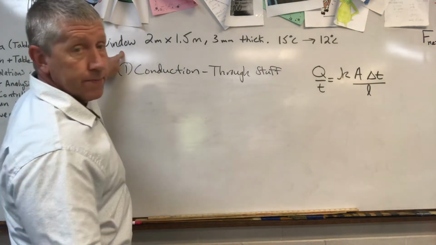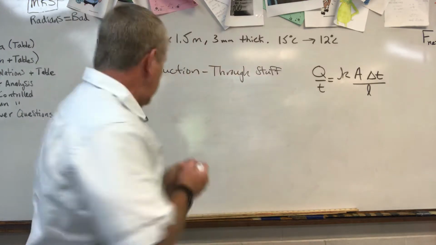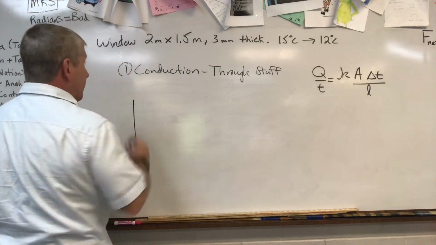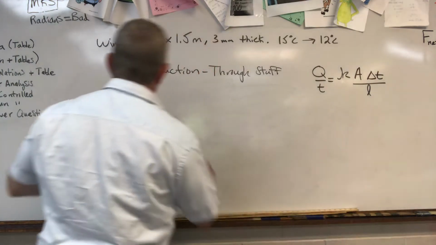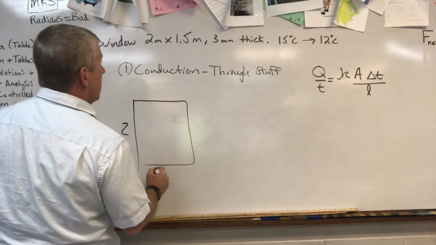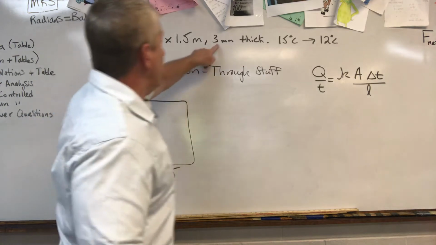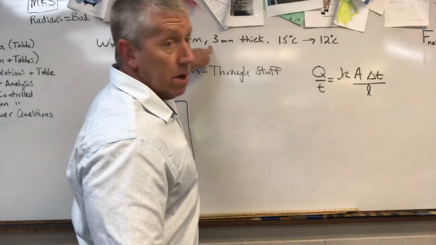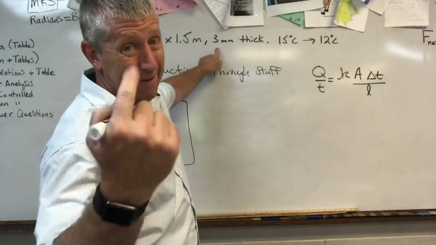A window, 2 meters by 1.5 meters, and it's 3 millimeters thick. So we got this window. So, you know, it's a pretty big window, 2-meter window. It's a good size. So it's 2 meters by 1.5 meters. And it's 0.003, because that's 3 millimeters. Gotta have that in meters, okay?